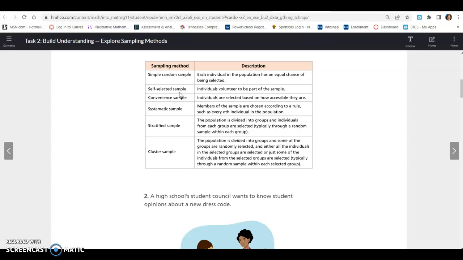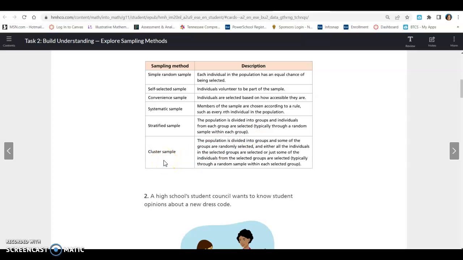A self-selected sample, which is exactly what it sounds like. Individuals volunteer to be a part of the sample. A convenience sample. Individuals are selected based on how accessible they are. A systematic sample. Members of a sample are chosen according to a rule, such as every nth individual in the population. A stratified sample. The population is divided into groups, and individuals from each group are selected, typically through a random sample within each group.